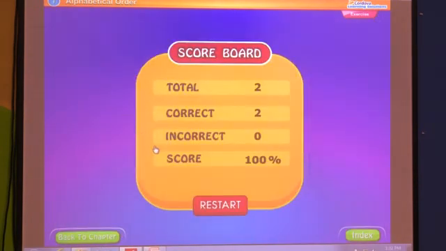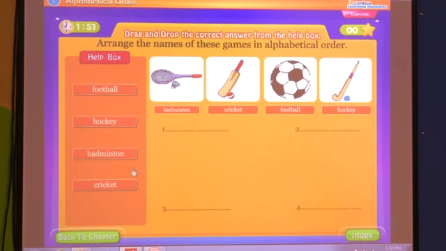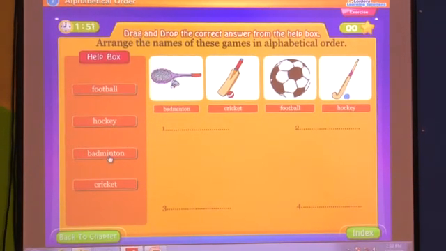Third one is, once again we have to drag and drop the correct answer from the help box. Arrange the names of these games in alphabetical order.